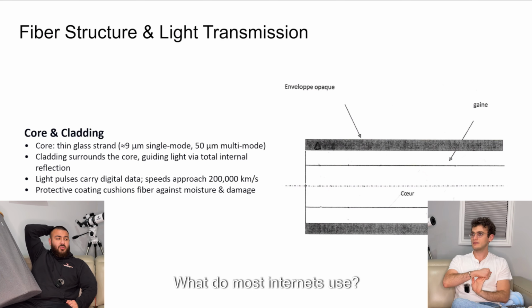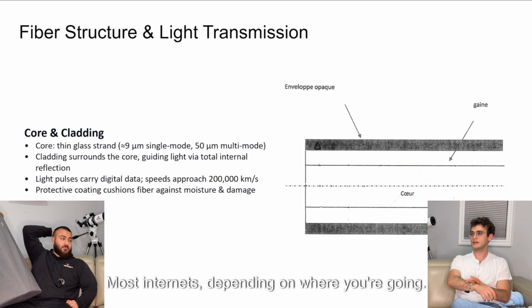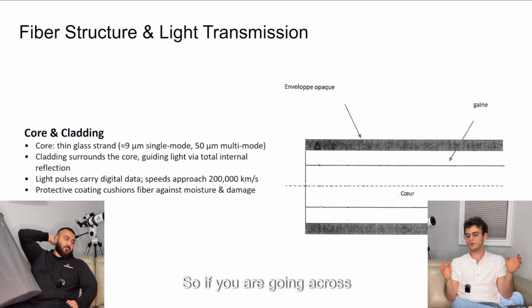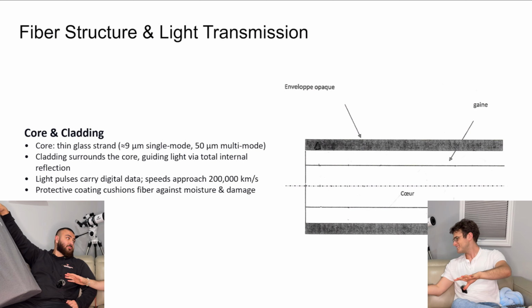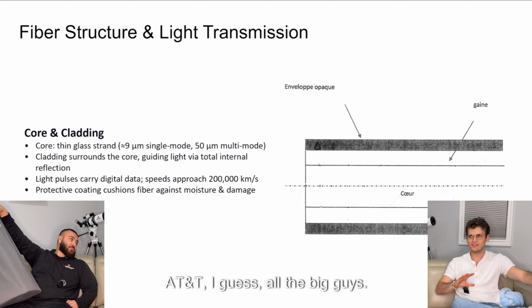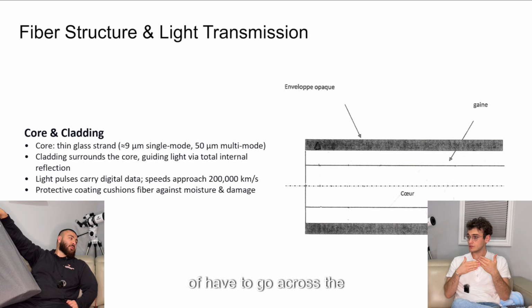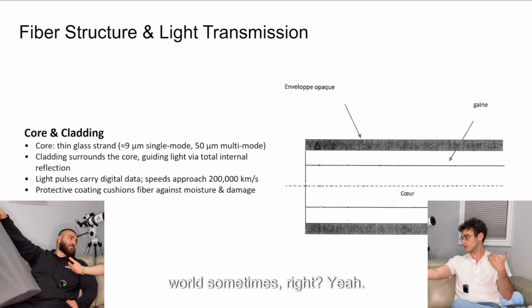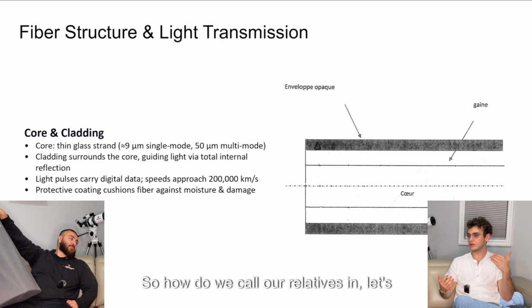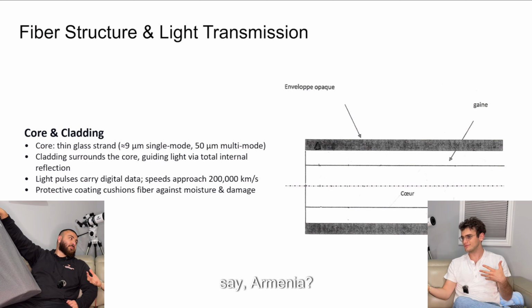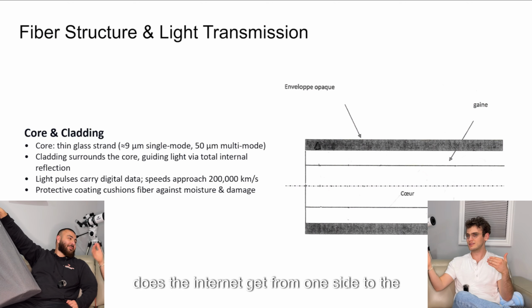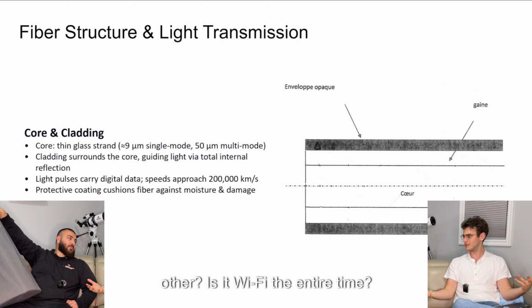What do most internets use? Most internets, depending on where you're going. So if you are going across Google, AT&T, all the big guys, whenever you are using internet, you kind of have to go across the world sometimes, right? So how do we call our relatives in, let's say, Armenia? We definitely don't have relatives there. But whenever you need to talk to them, how does the internet get from one side to the other? Is it Wi-Fi the entire time?